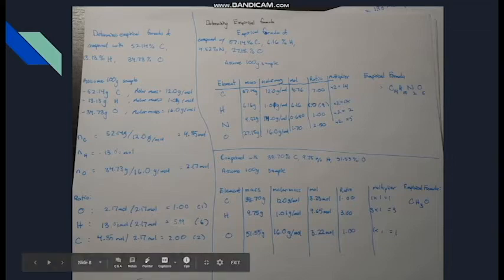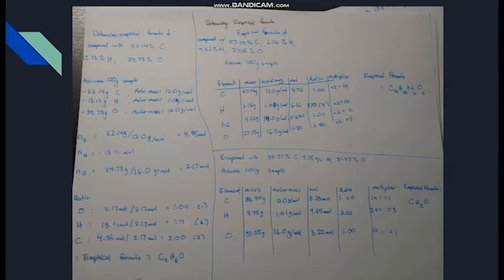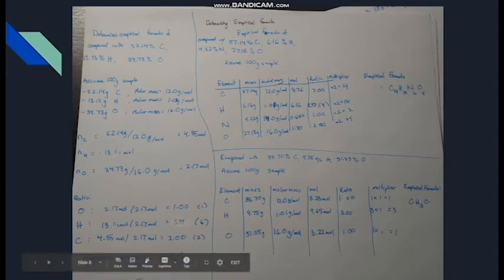Now, taking a look at the final example, we have a compound with 38.70% carbon, 9.75% hydrogen, 51.55% oxygen, and we want to find the empirical formula. We're going to assume that we have a 100 gram sample as per the usual, and we write down the masses of the 3 elements here. Write down the molar masses as well. Remember, hydrogen has a molar mass of 1.01. It's common to just write it as 1, but then the numbers aren't going to be as accurate as you'd want them to be. Write down the moles as well.